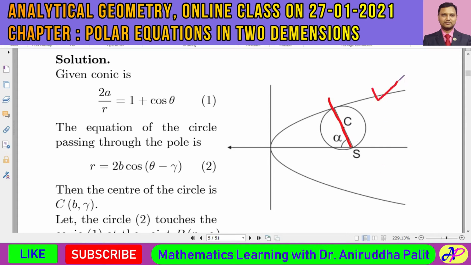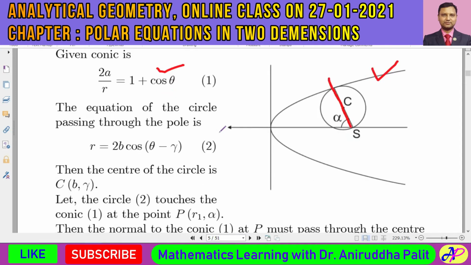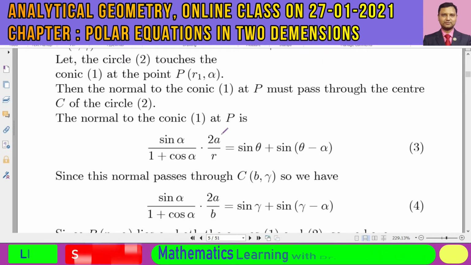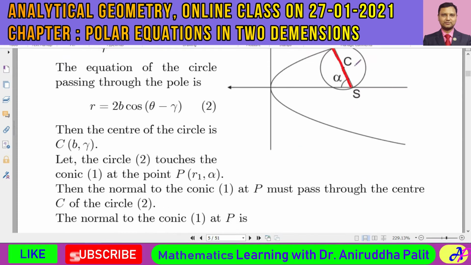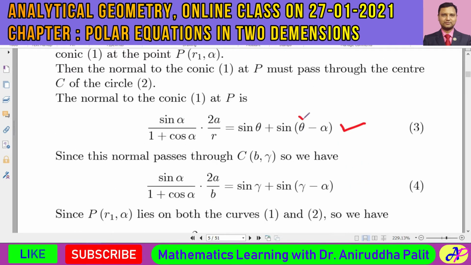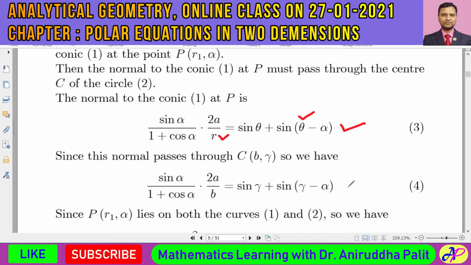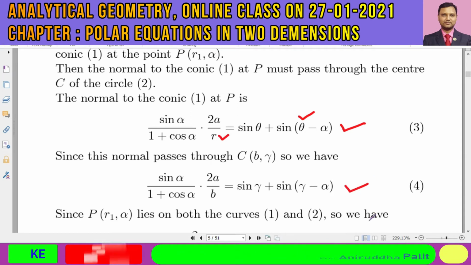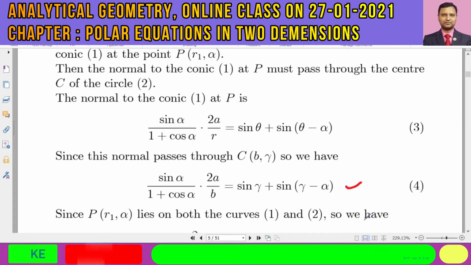We know the equation of the conic, twice a by r is equal to 1 plus cos theta. So from that equation, we can directly write the equation of the normal in this way. And this normal must pass through the center C. And what was the coordinate of the point C? B comma gamma was the coordinate of the point C. So we put theta is equal to gamma and r is equal to B over here, and we get this relation number 4. So this is the relation number 4 we so far obtained.